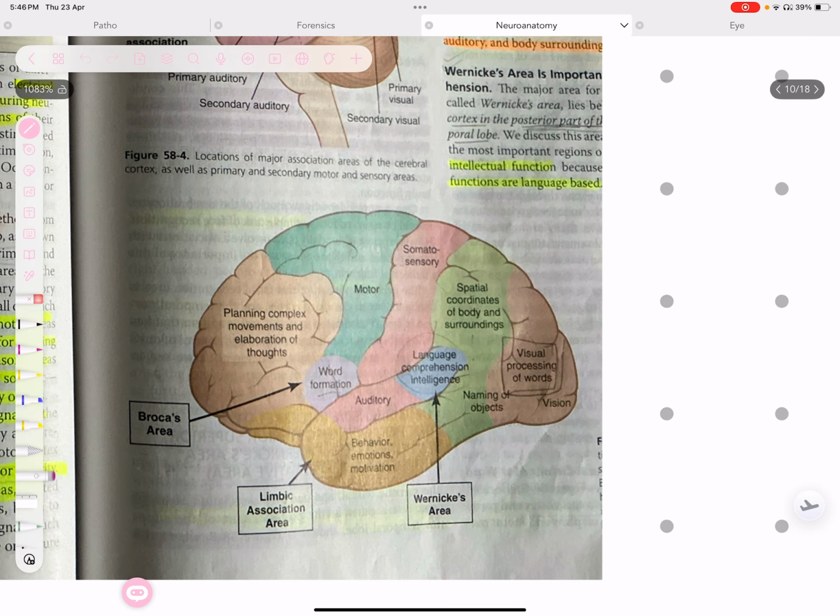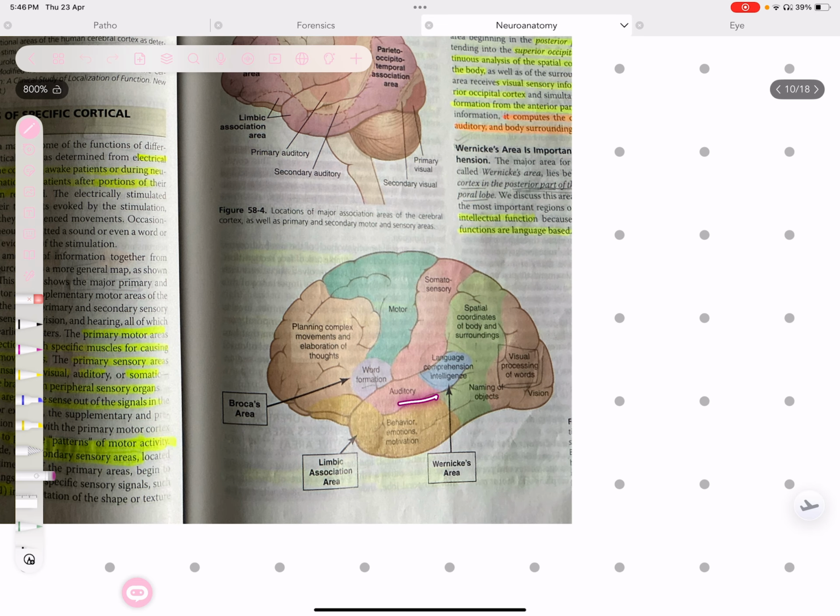Then we have the limbic association area. Very easy. This is the limbic association area. It's in the anterior pole of the temporal lobe. So this is the temporal lobe, and in its anterior pole is your limbic association area. Now, the limbic association area deals with behavior, emotions, and motivation. These are three terms that you need to know: behavior, emotions, and motivation.